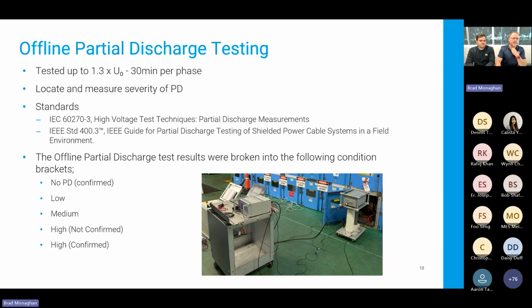So when we did our offline test, we went up to 1.3 times U0. That's our voltage level, so 30% above your phase volts. This one, we run through, locate, measure, and figure out where the PD is on the cables, if there is any. And then it all gets classified into those 5 classifications you can see down there below that fit into the CBRM model. So no PD confirmed, low, medium, high, not confirmed, or high confirmed.